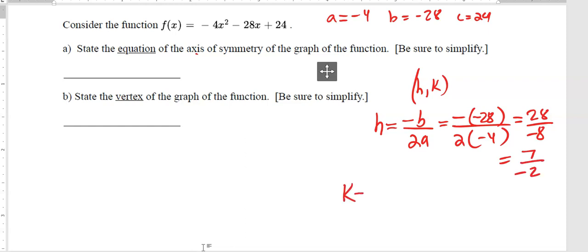Now to find k, you're just going to input h into your original equation. So in other words, wherever there's an x, I'm going to replace it with negative 7/2.